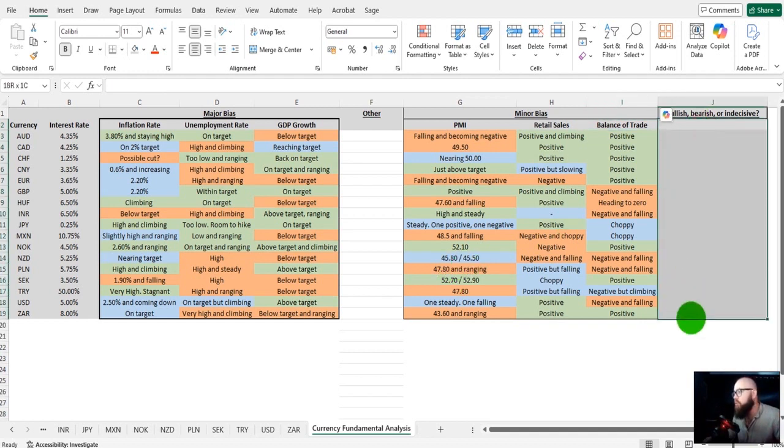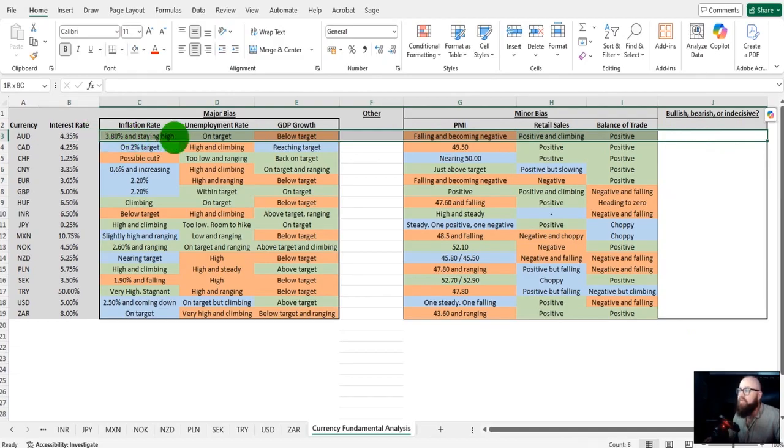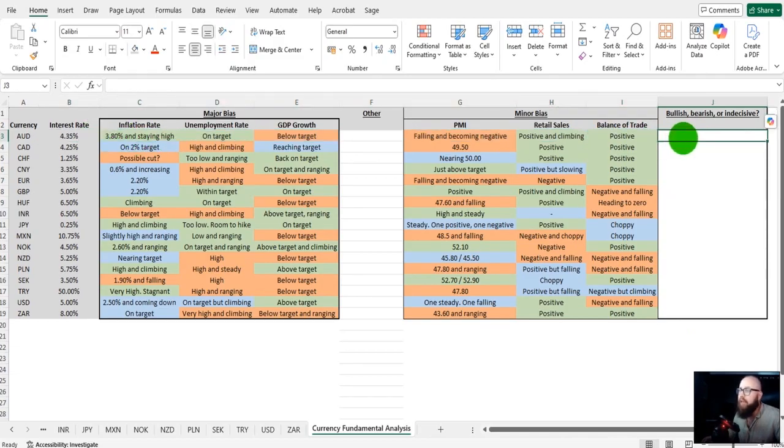Eventually what you want to do is analyze all of this information to come up with a bias. Am I bullish the Australian dollar based on the analysis of that economic data? Am I bearish, or am I indecisive? I don't really know, there's not a clear picture. From my experience, you'll typically have, say, two or three currencies where they're obvious buys or sells. Everything else is a bit murky. That's from my experience and how I analyze fundamental analysis.